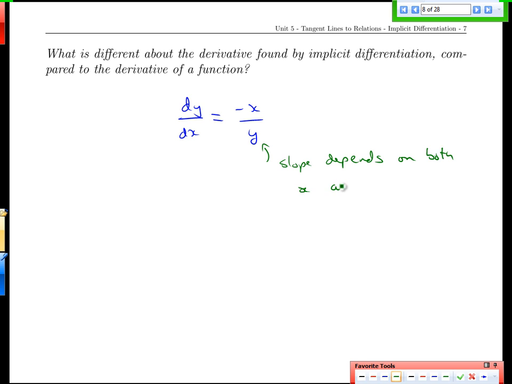And just one note before we go on to other examples, it's worth noting that when we found the slope this way, our formula ended up being negative x over y. So what we had extra here is that the slope can depend on, in this case it does depend on, both x and y on the graph.